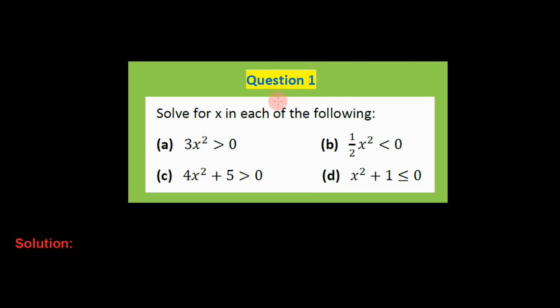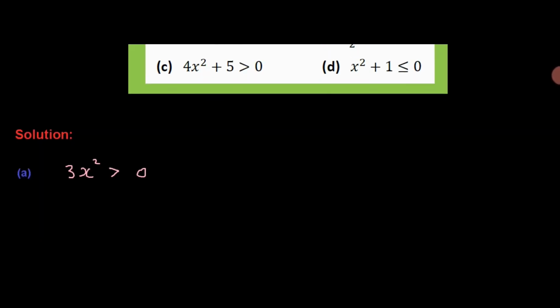So let's look at your answers to this question. We had to solve for x in each of these inequalities. So in the first one, 3x squared is greater than 0. We can start by dividing through by 3, and we get x squared is greater than 0. So we are looking for x values that when we square them, we get an answer that's positive, or greater than 0.